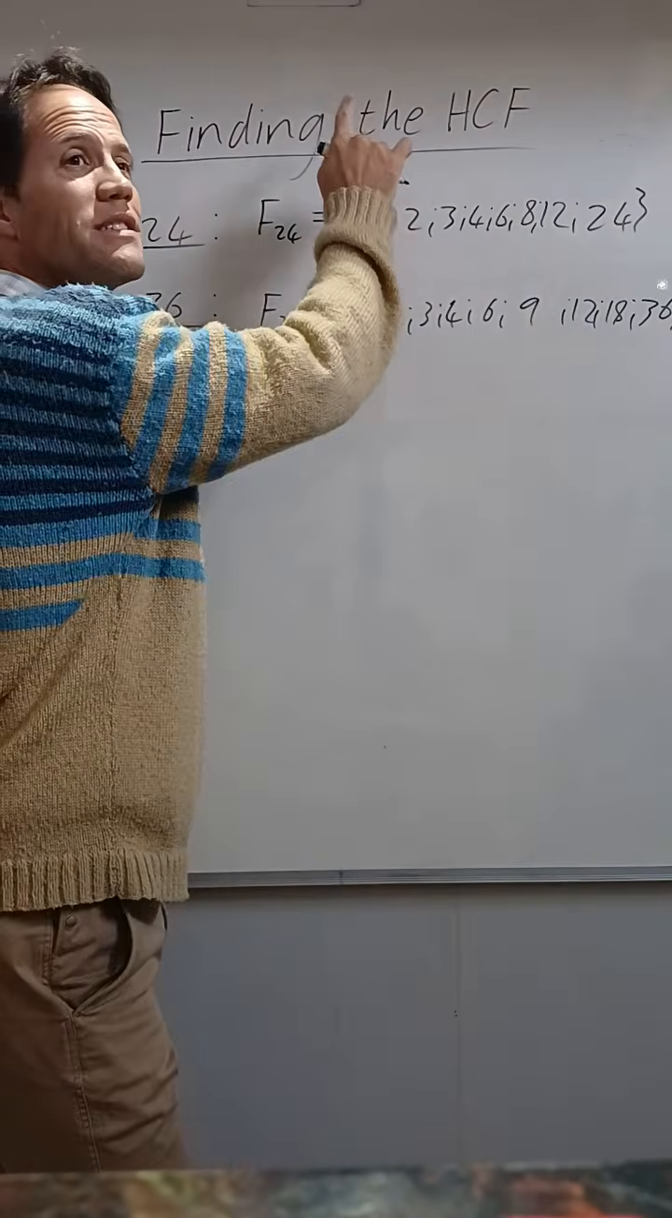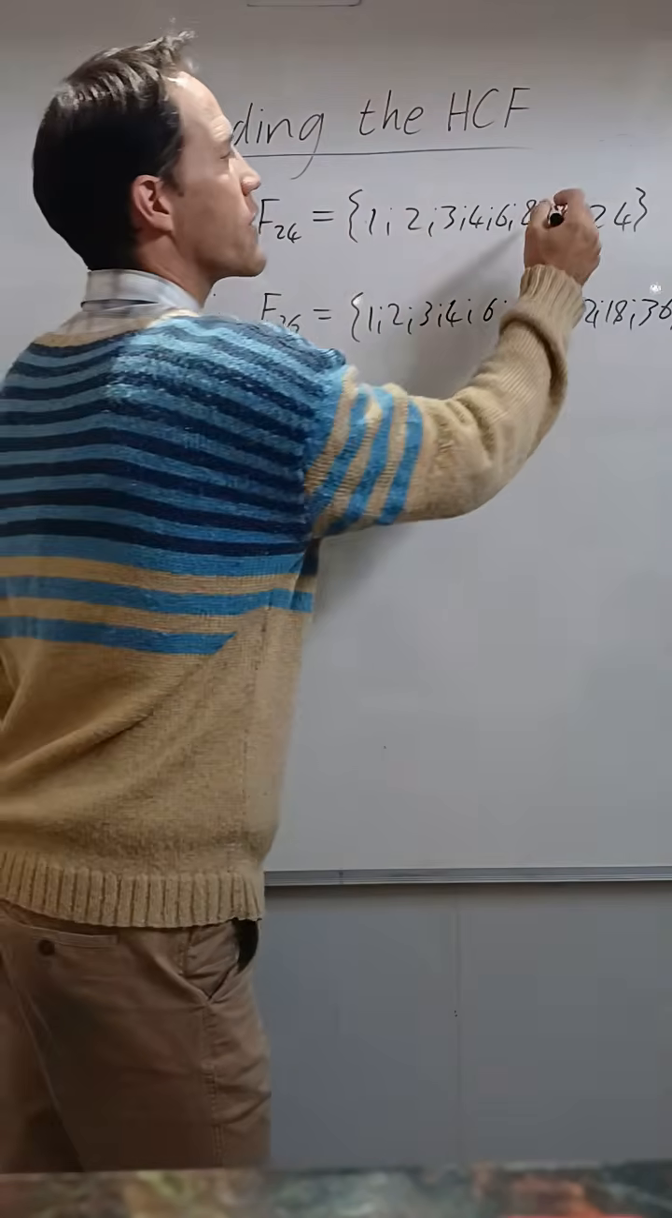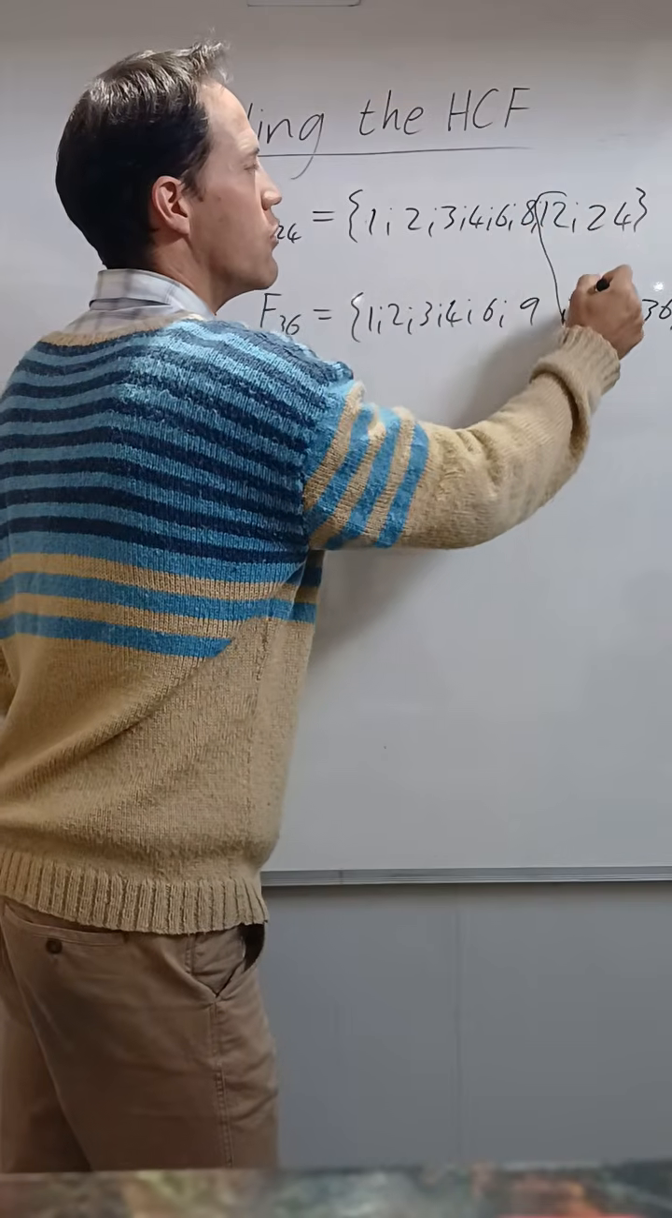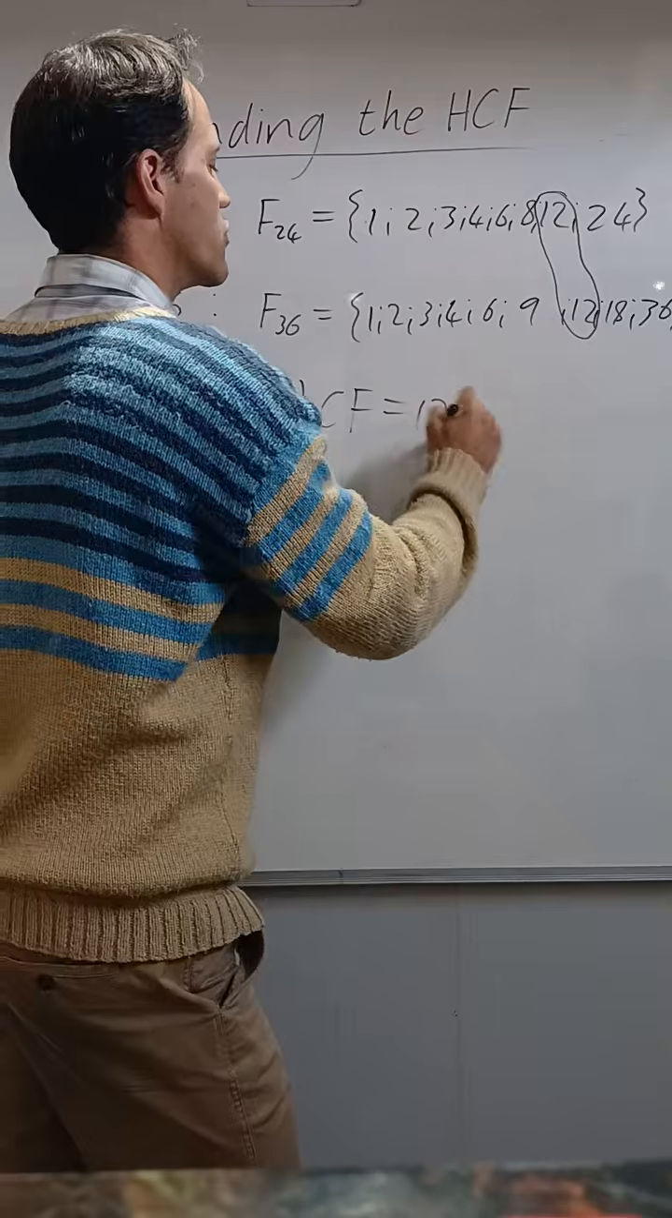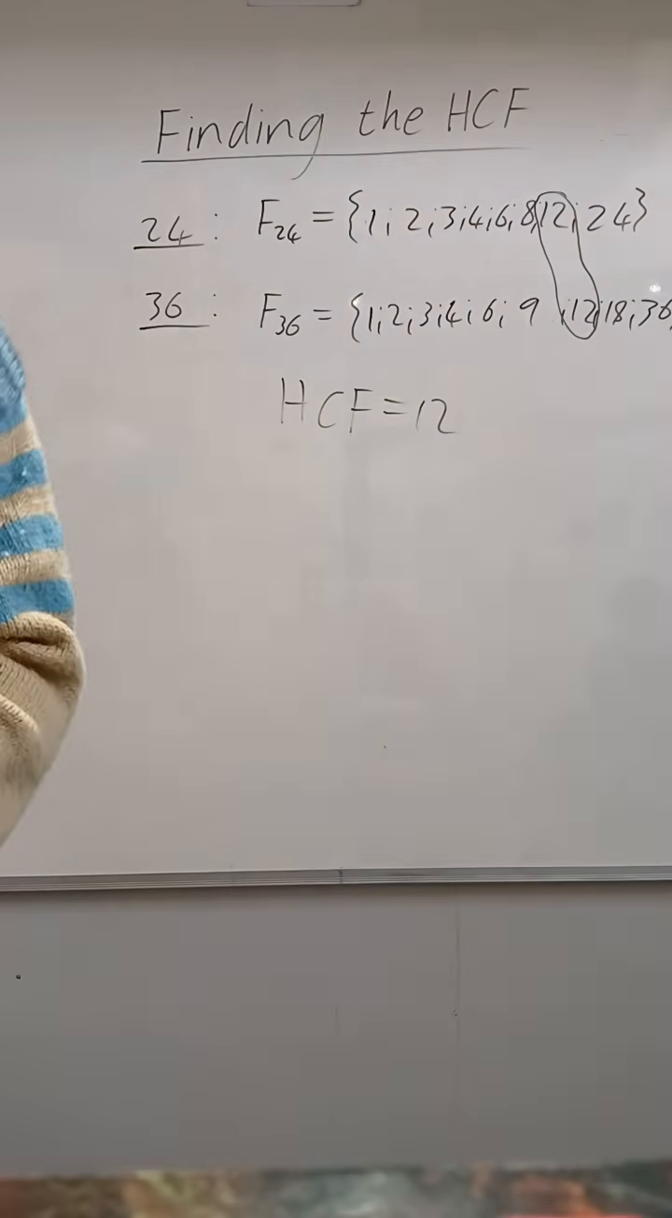But we want to know what's the highest common factor. So it's going to be 12. So we can say the highest common factor is 12. So that's the first step in factorizing.